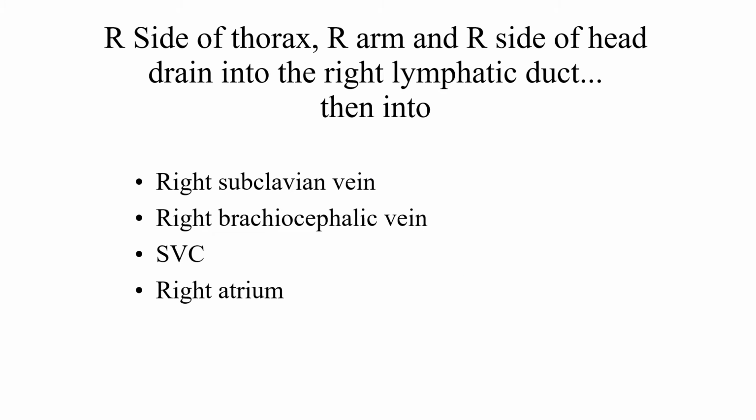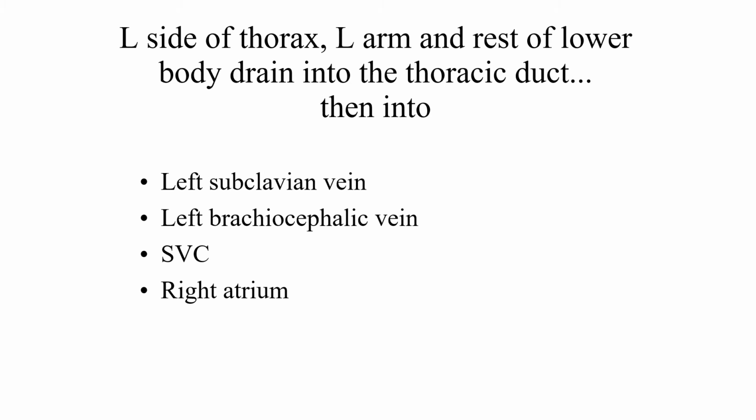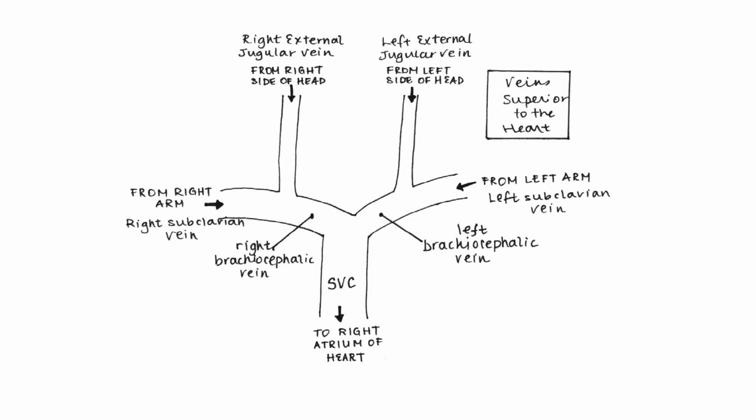All right, so just keep in mind, this is an asymmetrical flow pattern. Right side of the thorax, right arm, and right side of the head drain separately from the left side of the thorax, left arm, rest of the lower body. Of course, all this fluid is aiming for the heart. We know the SVC dumps this fluid back into the right atrium. That helps us maintain normal cardiac output and normal blood pressure.